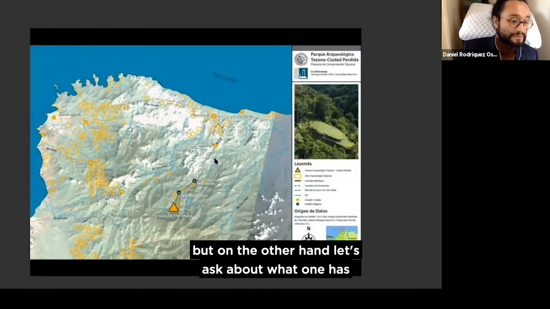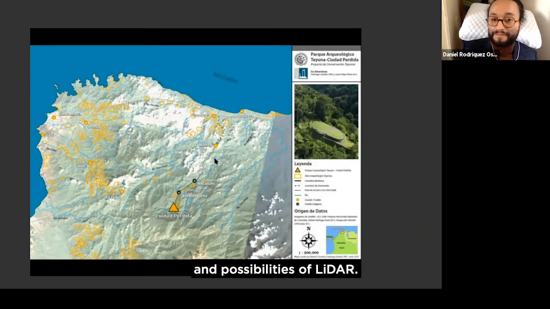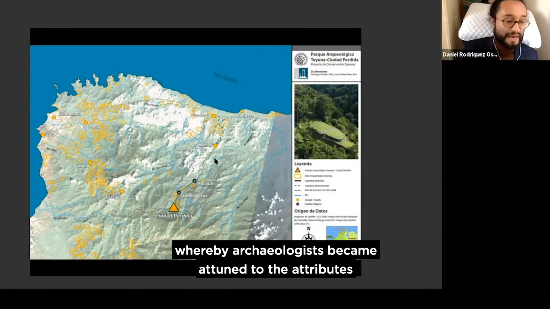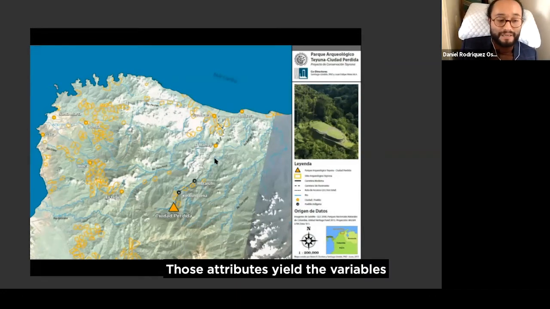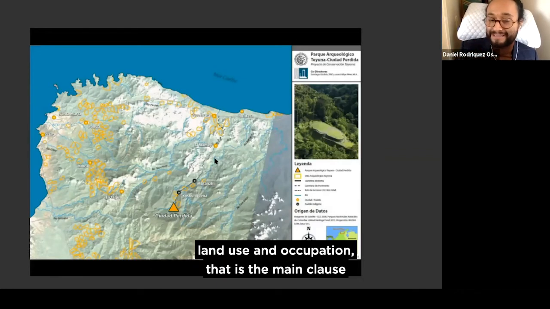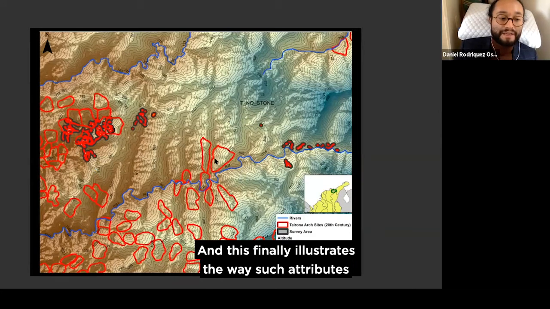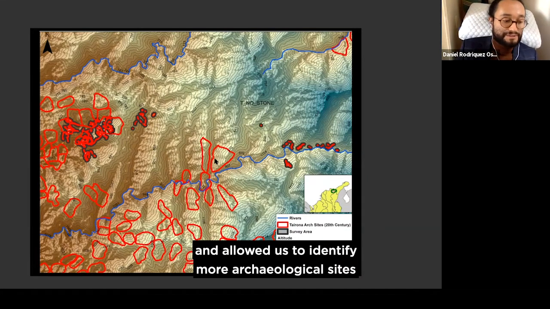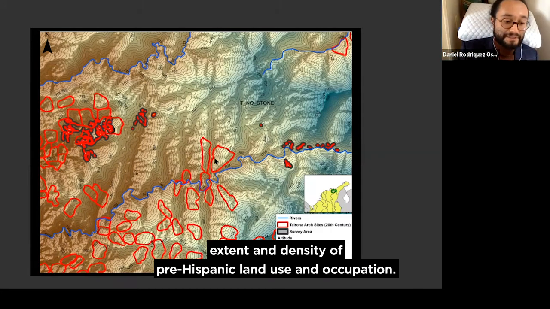But on the other hand, let's ask about what one has and what one does not have, for it allows us to understand the importance and possibilities of LiDAR. Here we can see how this map illustrates a process whereby archaeologists became attuned to the attributes that make an archaeological site an archaeological site. Those attributes yield the variables that we use to model the pre-Hispanic land use and occupation. That is the main class that we have been researching over the past year. And this finally illustrates the way such attributes, which I will show in the next slide, continue resonating with the current archaeological projects and allow us to identify more archaeological sites that could be reduced to variables such as extent and density of pre-Hispanic land use and occupation.